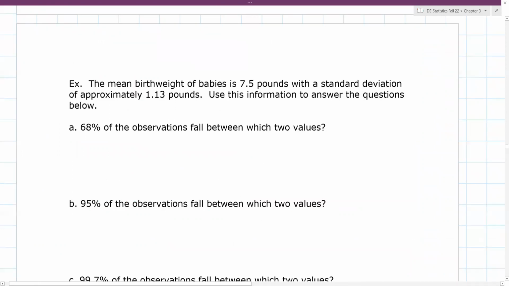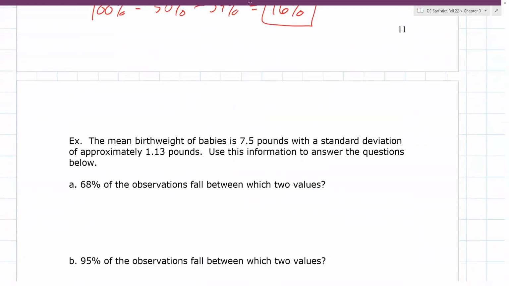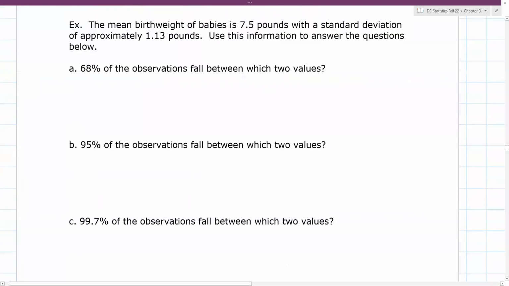All right. So now we're basically doing the inverse of what we just did. Here I'm giving you the data. I'm telling you the mean, I'm telling you the standard deviation, and I want you to find me the cutoffs, the limits for the different percentages. 68%, what is my interval? 95%, what's my interval? 99.7. And then you're going to draw a picture similar to the picture we just looked at. So pause the video, try to do those four problems, and we'll go on.